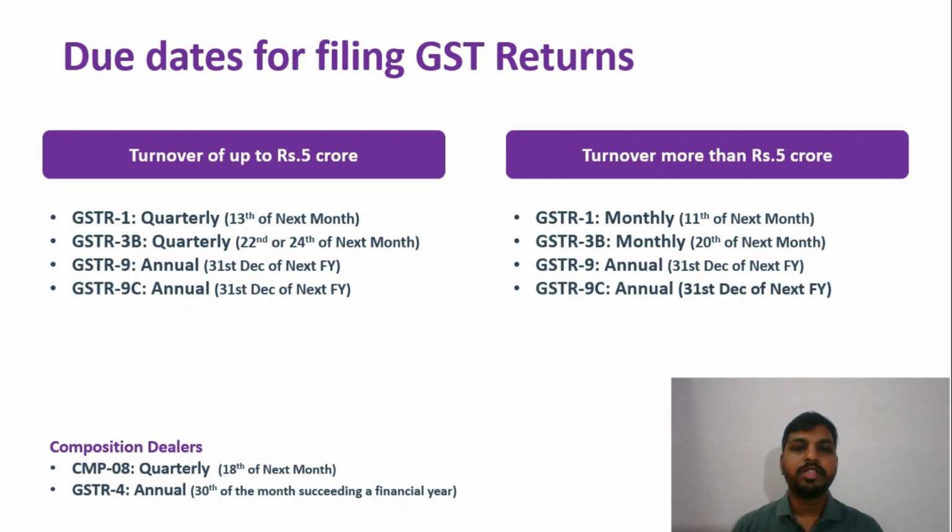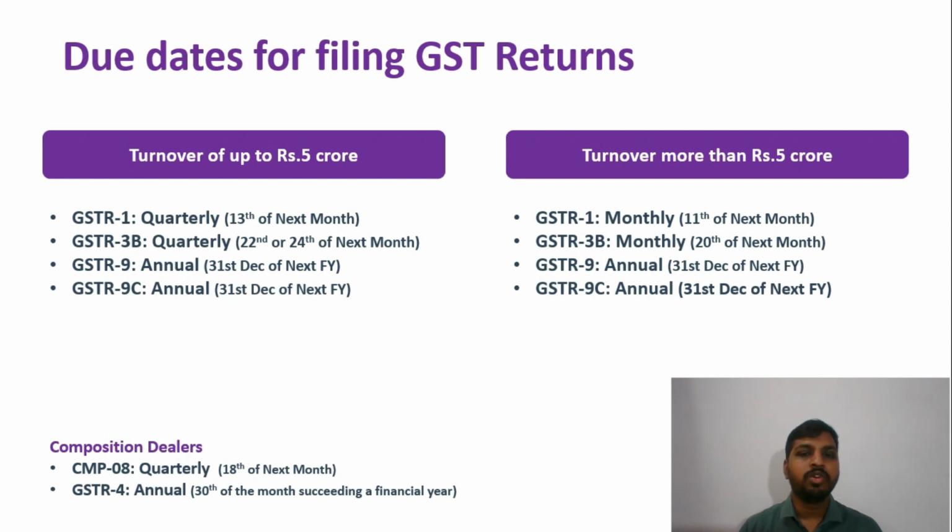And for GSTR3B, there are basically two due dates, 22nd and 24th of the next month. So why are there two dates? Because there is a certain classification made. For businesses in certain listed states, the due date is 22nd, and for others it's 24th. And similarly, for GSTR1 and GSTR3B for the businesses which have turnover more than 5 crore, the due date is 11th of next month and 28th of next month.